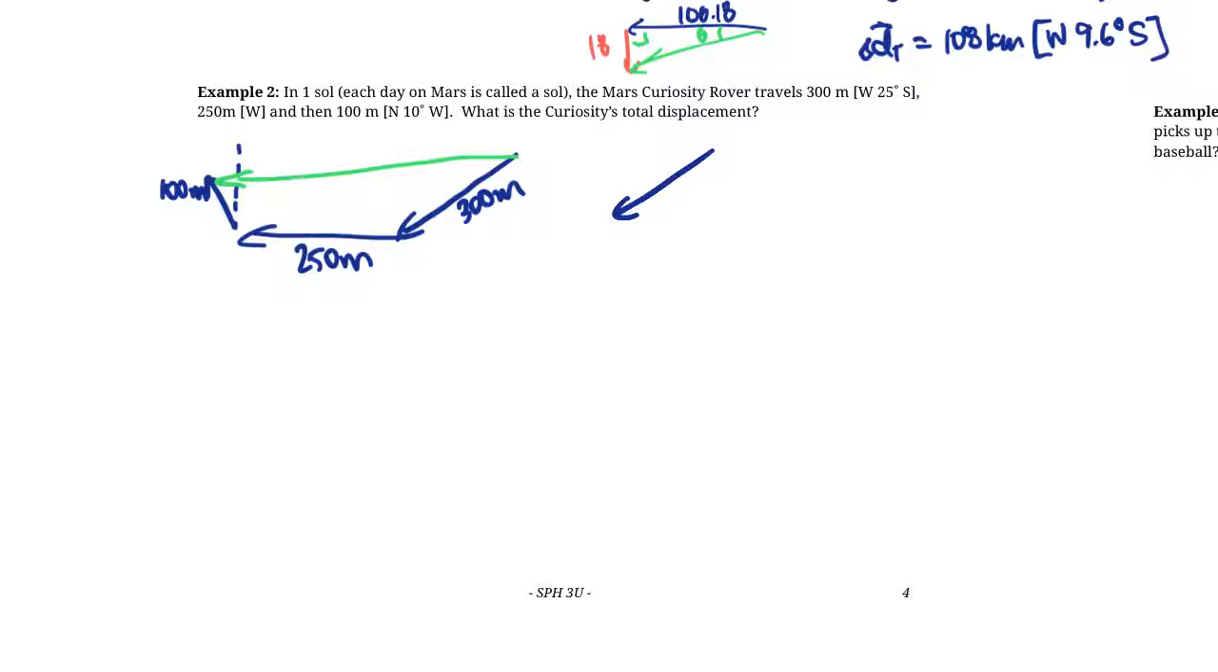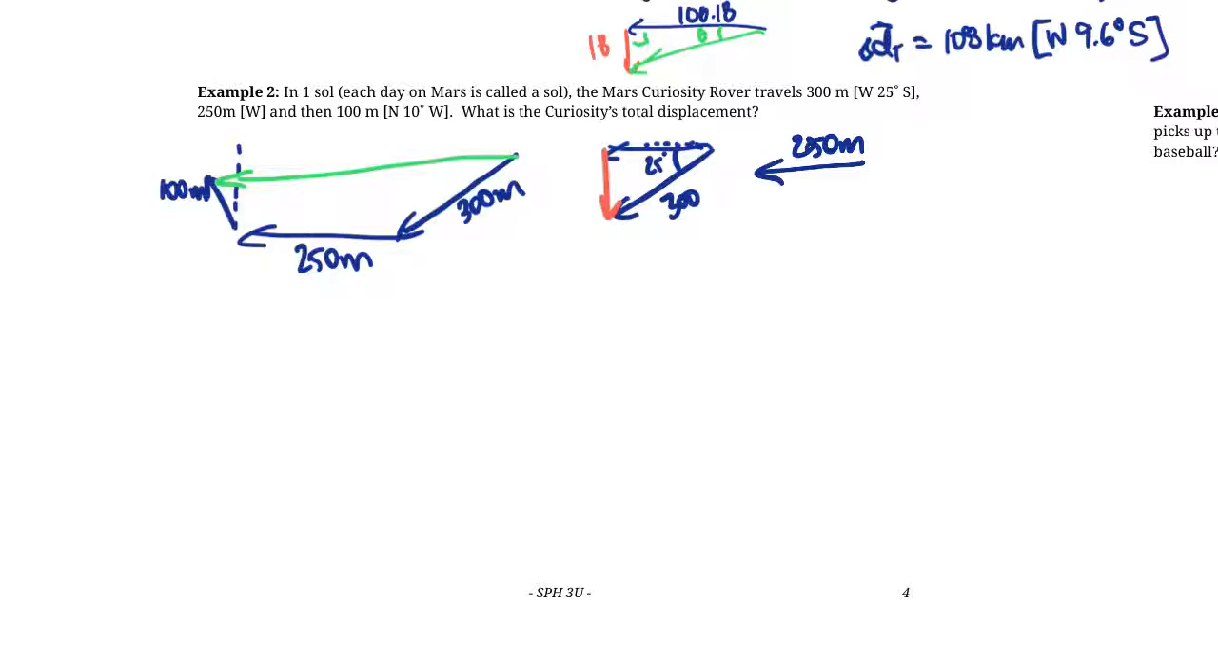And it's west 25 degrees south. So the angle we're given is this 25 degrees, right? And our x and our y components are going to look like that and like that, right? And we know the length of that is 300. The second one is just straight up 250 meters west. That one's very straightforward. It's only got an x component of 250 meters, right?